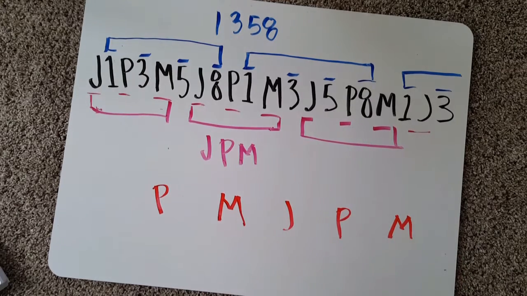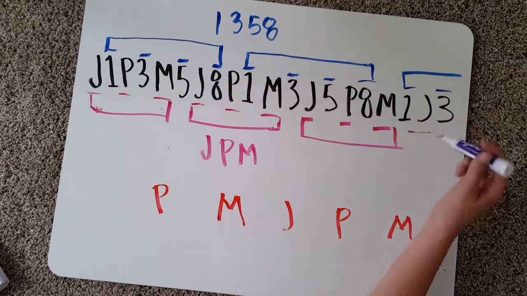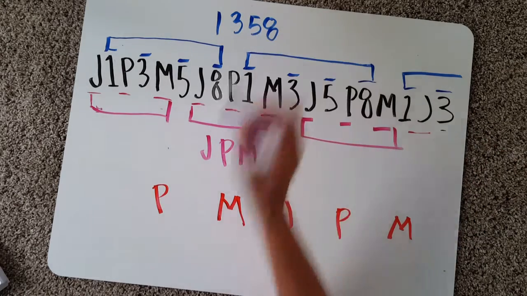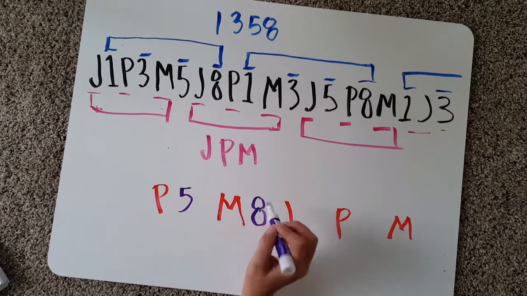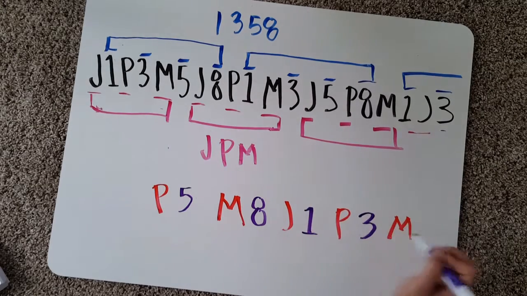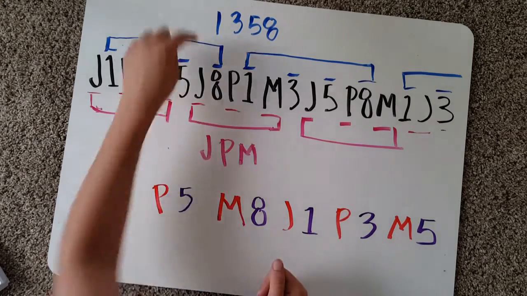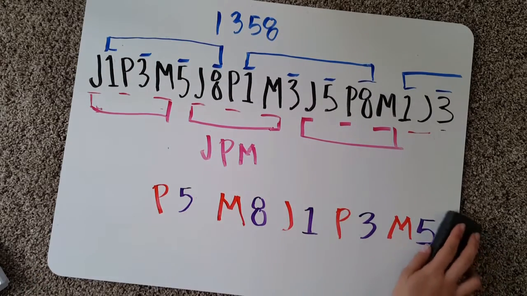And now we can put the numbers in between. So we know our pattern is 1, 3, 5, 8. And we see that the last number we ended on was a 3. So we should start with a 5 now. So we'd have 5, 8, and then we start our repeat again. So 1, 3, 5, and now we've finished off our pattern and we've identified what the pattern was. Okay, so let's move on to the next one.